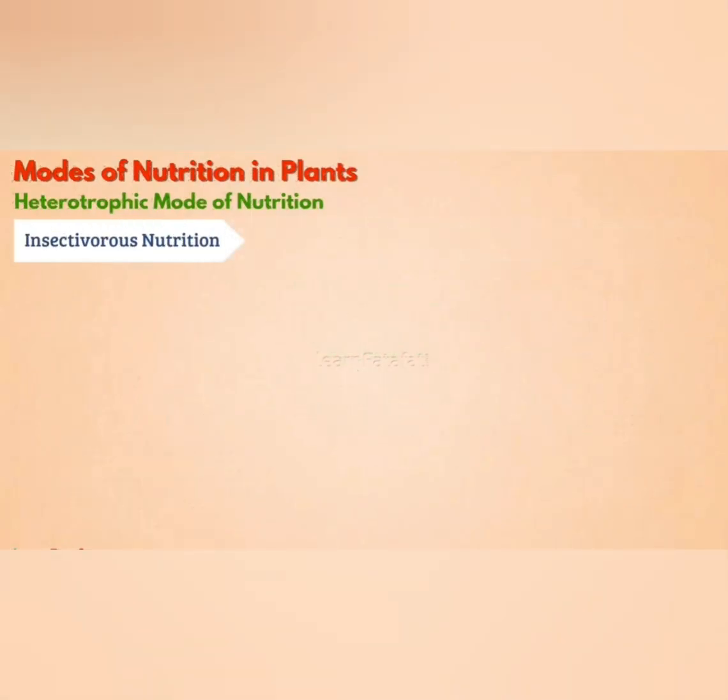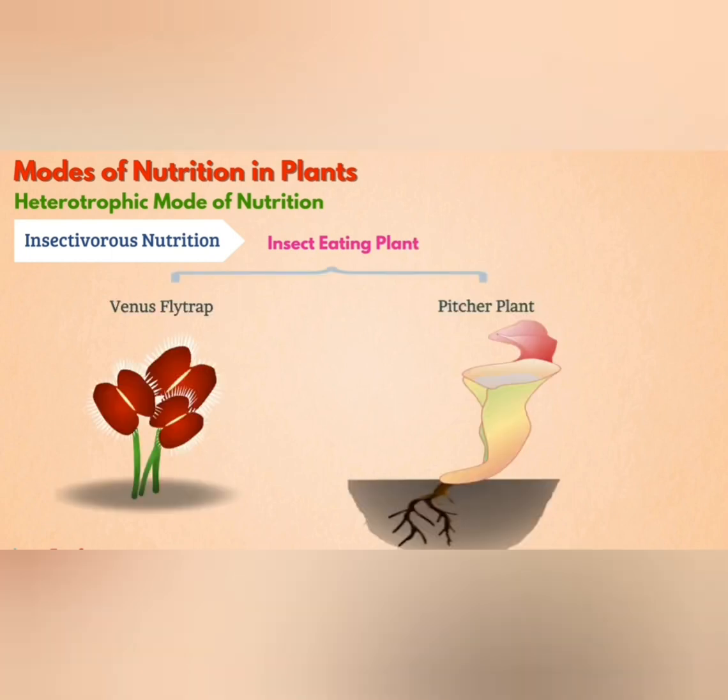Now next comes the insectivorous nutrition, and this is very important, like insect eating. You must be knowing that some plants eat insects. Firstly, the Venus flytrap and second is the pitcher plant. As you can see in the figure, these types of plants can easily catch and eat insects, because they are colorful, so the insects get attracted towards them.